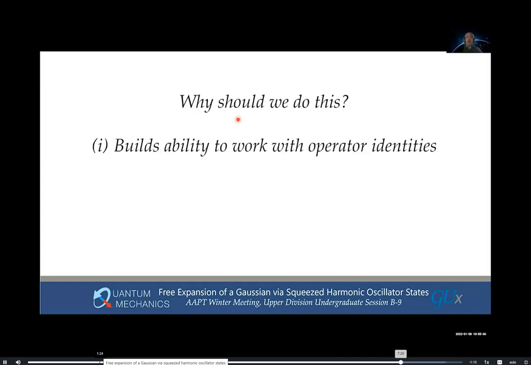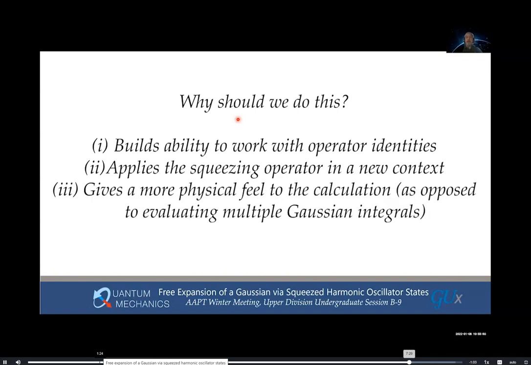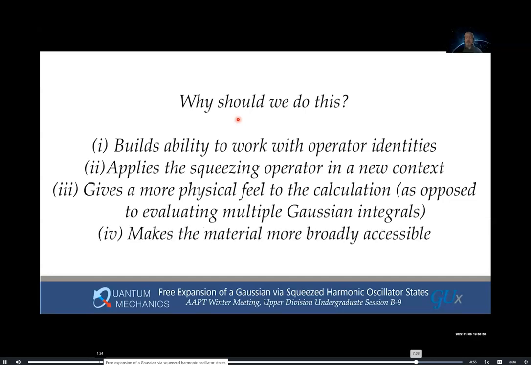Why should we do this? I think it builds the ability to work with operator identities, which are very important. It applies the squeezing operator in a new context. Squeezing operators are very important for quantum sensing. And I think it gives a much more physical feeling to the calculation of moving the operators around as opposed to just evaluating lots of different Gaussian integrals. And I think it also makes the material much more accessible to students who are not so used to working with multiple nested Gaussian integrals and so forth.